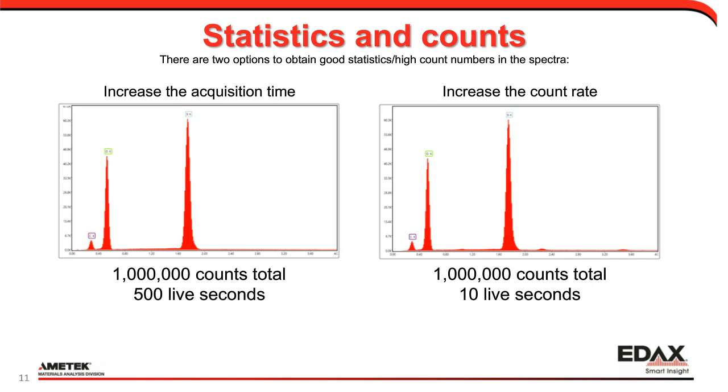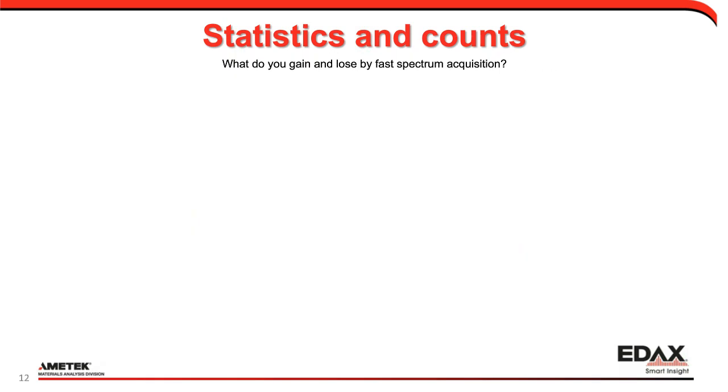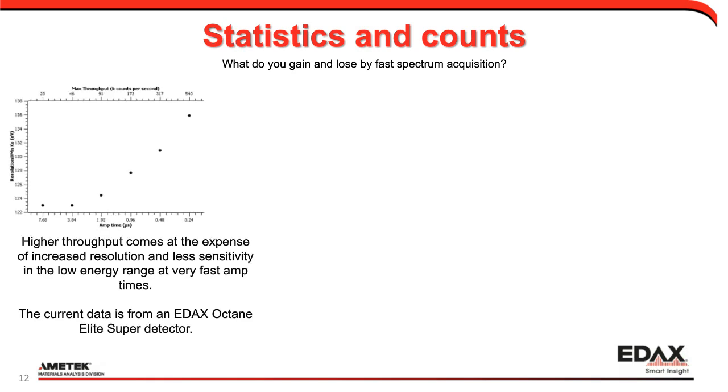Okay, now what do we gain or lose by fast spectrum collection? This is a curve that shows what I showed earlier, but on a little different scale. I think it can be a little bit misleading. As we decrease the amp time, on this chart we're going from a slower value on the left-hand side to faster on the right-hand side, so the curve's going up. You see our resolution at our slowest amp times is in the 123 range. At the fastest ones, we're up at the 136 range.